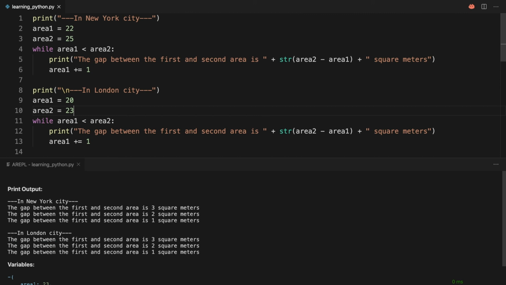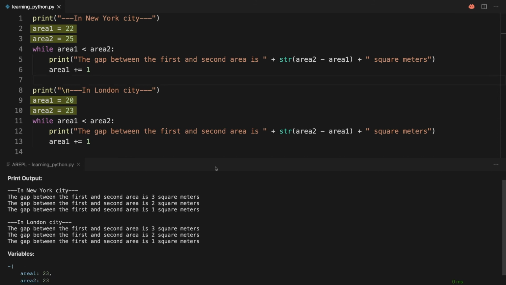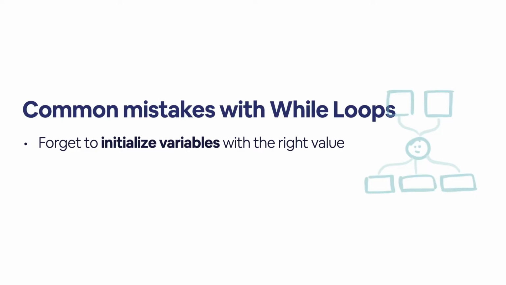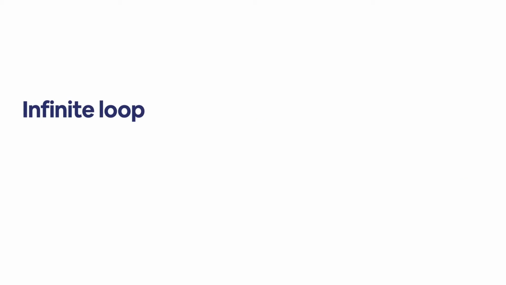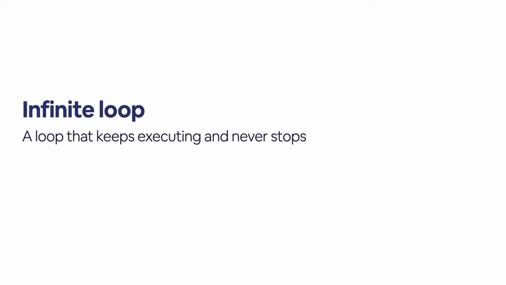So, to avoid making these mistakes, whenever you're writing a loop, check that you are initializing all the variables you want to use, before you use them. For the second mistake, because while loops use the condition to check when to exit, the body of the while loop needs to make sure that the condition will change. If it doesn't change, the loop may never finish, and we get what's called an infinite loop. A loop that keeps executing and never stops.